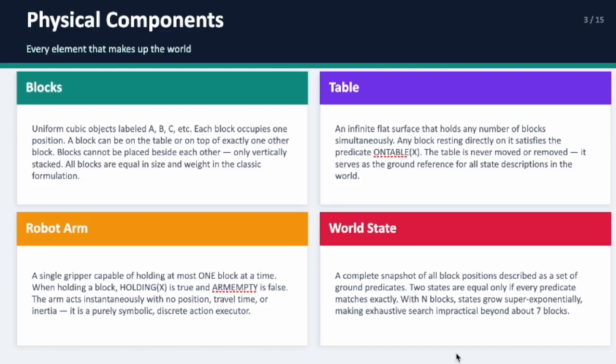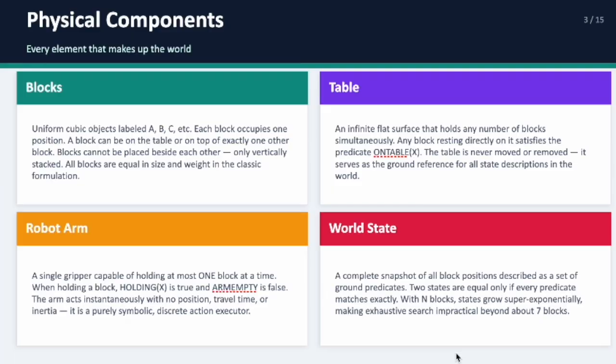Third, and the important one, the robot arm. It is a single gripper. It can hold at most one block at a time. When it's holding something, the system knows because the predicate holding X is true. When it's empty, arm empty is true. Crucially, the arm acts instantaneously. In the symbolic world, there is no travel time, no momentum, no hesitation. It either holds something or it doesn't.